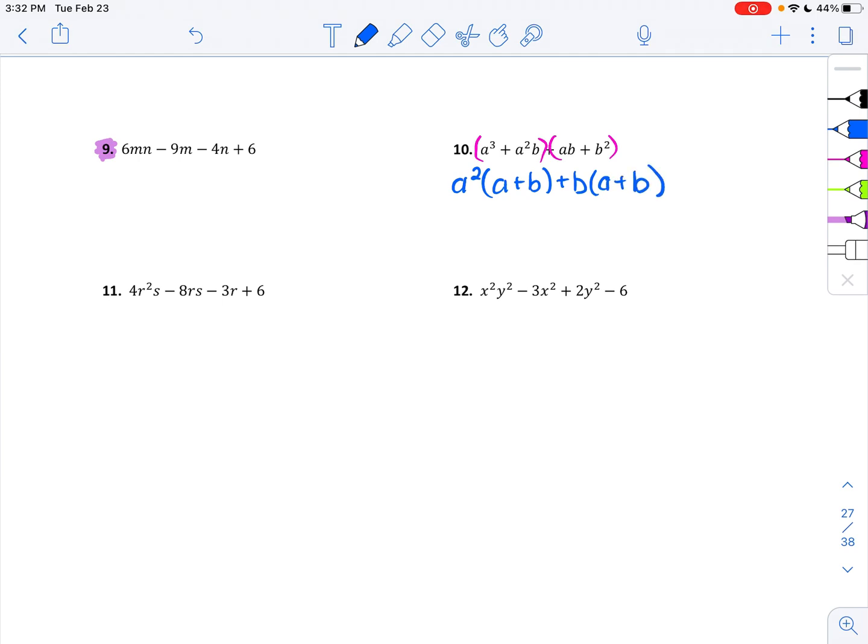Putting together my 2 greatest common factors, a squared plus b becomes my first factor. And then the a plus b that's the same in both becomes my second factor. And don't forget, you can FOIL these 2 factors to check your answer to make sure you get what you started with. Go ahead and highlight number 11 and 12.